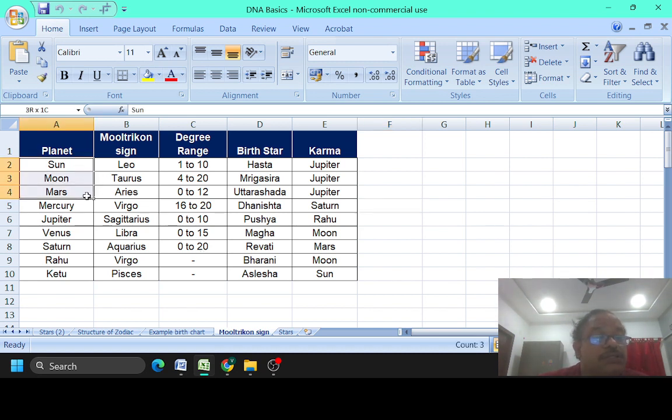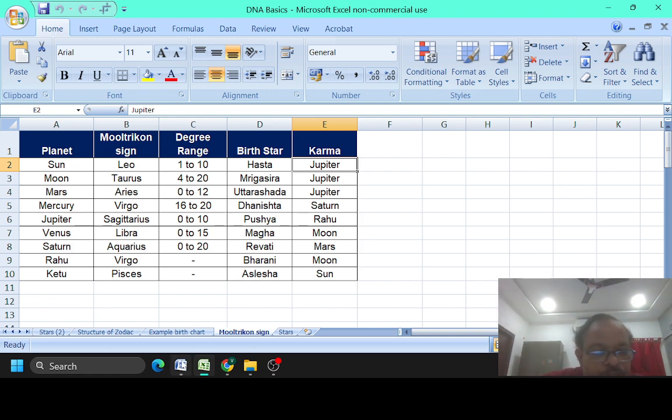So Sun, Moon and Mars, these things I discussed already in the earlier videos. I just repeat. Sun has its Mool Trikon sign in Leo. Sun has the birth star Hasta. So Hasta carries Jupiter karma as per our karmic nakshatra table. If you take the nakshatra karma, Ashwini carries Sun karma, Bharani carries Moon karma, Kritika carries Kuja karma, Rohini carries Shukra, Mercury karma. Like that it goes in the order: Sun, Moon, Mars, Mercury, in that order.